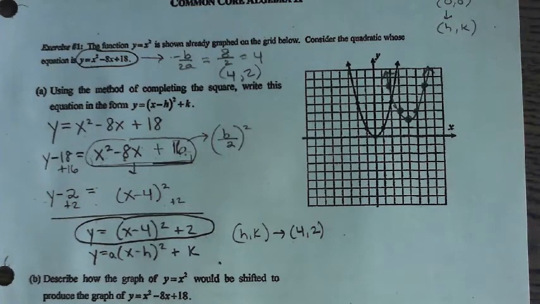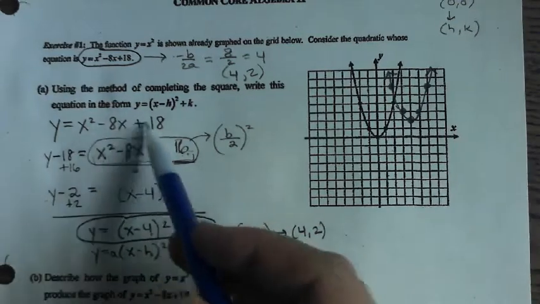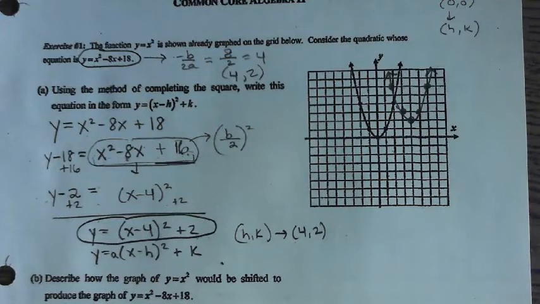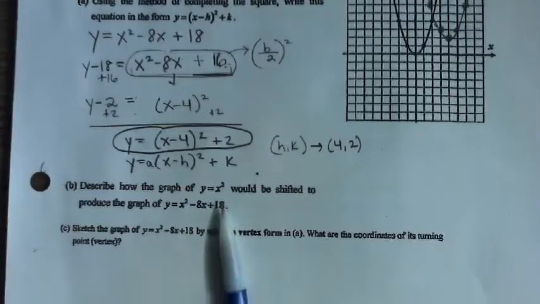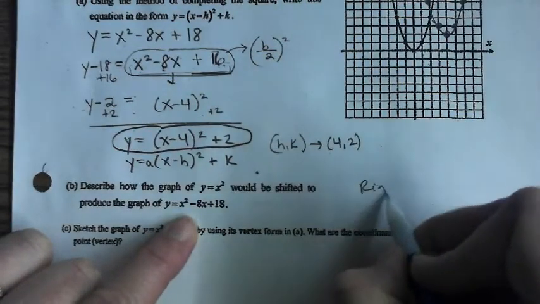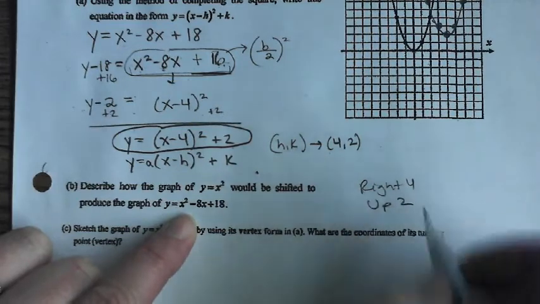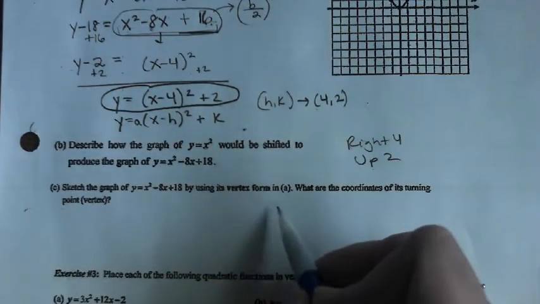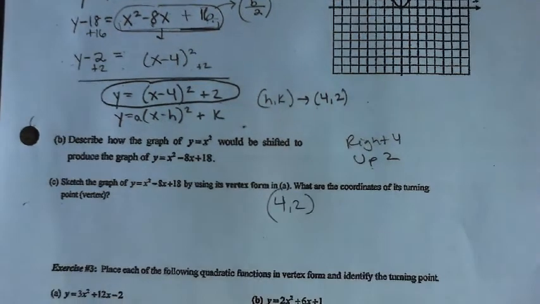So you have to know how to do it either by the completing the square method or by finding negative b over 2a. Common Core is very crafty about asking it in such a way that you couldn't just avoid one of these techniques. Okay, you have to understand both. So describe how the graph would be shifted. We already said this. Right 4, up 2. We already said the points of the vertex were 4, 2.